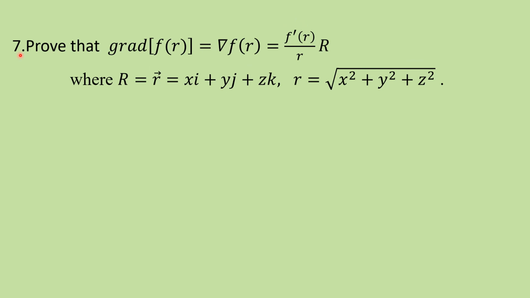Now students, problem number 7 here. Prove that grad of f of r, that is del of f of r, is nothing but f dash of r by r into capital R, where the uppercase R is used for vector representation. It denotes a vector. So I can represent a vector in two ways, either by bold letter or with an arrow mark. So R is a familiar vector, the position vector xi plus yj plus zk, and small letter r indicates the magnitude of vector R, that is square root of x square plus y square plus z square.